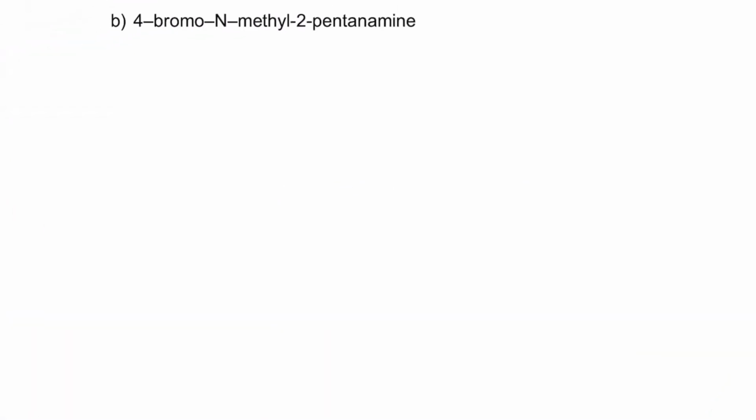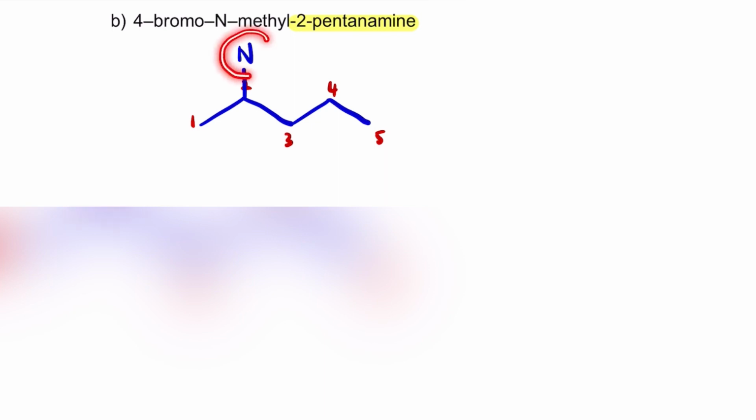Next kita ada B. So tengok kita punya parent. So parent sekarang adalah pentanamine dekat position carbon number 2. So apa maksud 2 here? It means that position amino group awak. So buat dulu 5 carbon sebab penta. So 5 carbon like this one, and then give the numbering so that you can see your drawing and double check your drawing. At carbon number 2 you have N, and then seterusnya apa yang awak nampak dekat sini, kita ada methyl. Methyl dekat position N dan bromo dekat position carbon number 4.